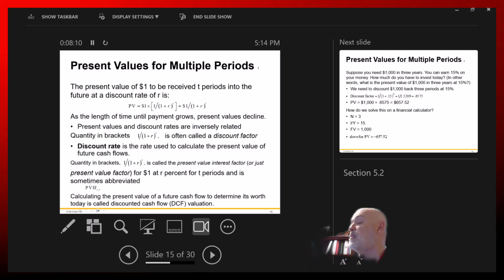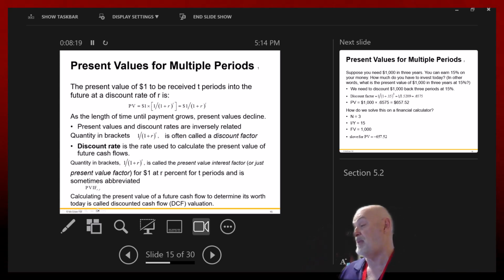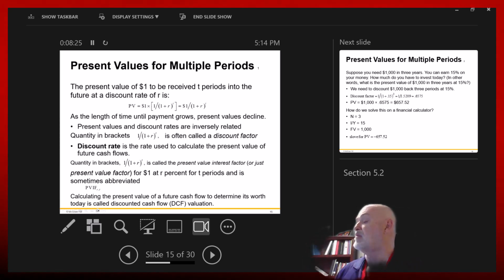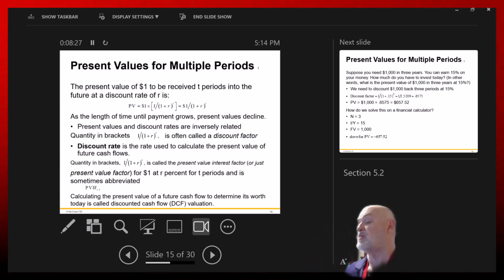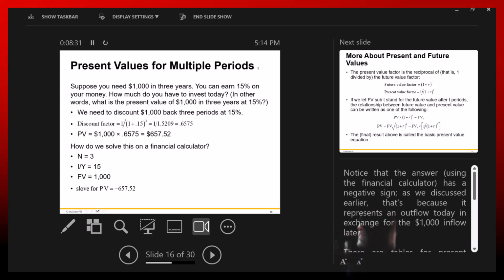The quantity in brackets is called the present value interest factor, or just the present value factor for $1 at R% for T periods, and is sometimes abbreviated in the following manner. Calculating the present value of a future cash flow to determine its worth today is called discounted cash flow valuation.